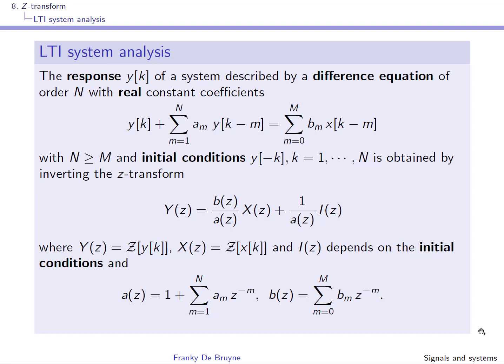We have seen that the response of a discrete time system can be described by a difference equation. If the system is LTI, well, we'll have a linear difference equation with real coefficients, such as shown here on the screen. Well, to solve this difference equation, we'll have to go to the z domain, and of course this will involve initial conditions y of minus k for k going from 1 to n, right?